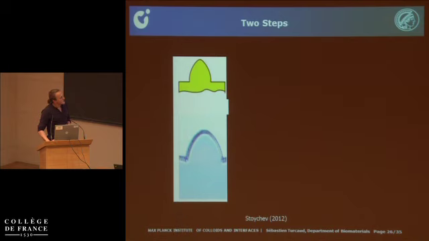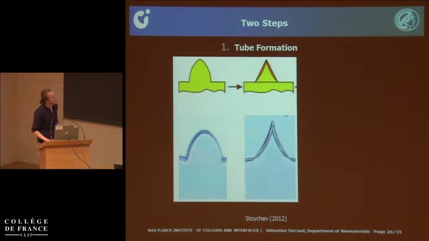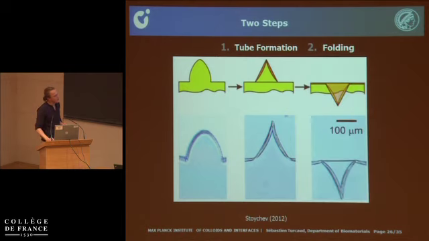If we look at one of the wings separately, we can differentiate those two steps. First, as I said, the curved corners form straight tubes, and then a second step after a given time where those wings will fold.